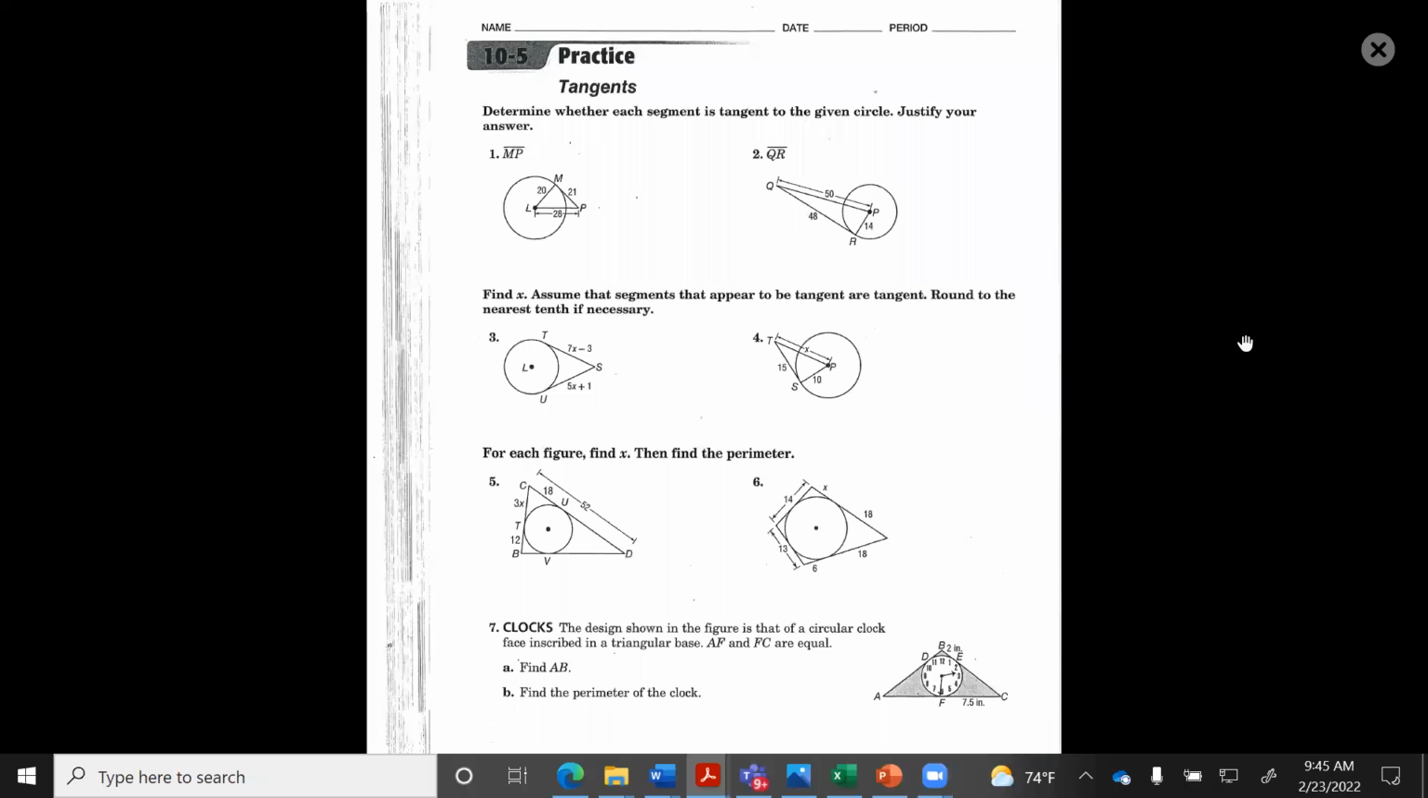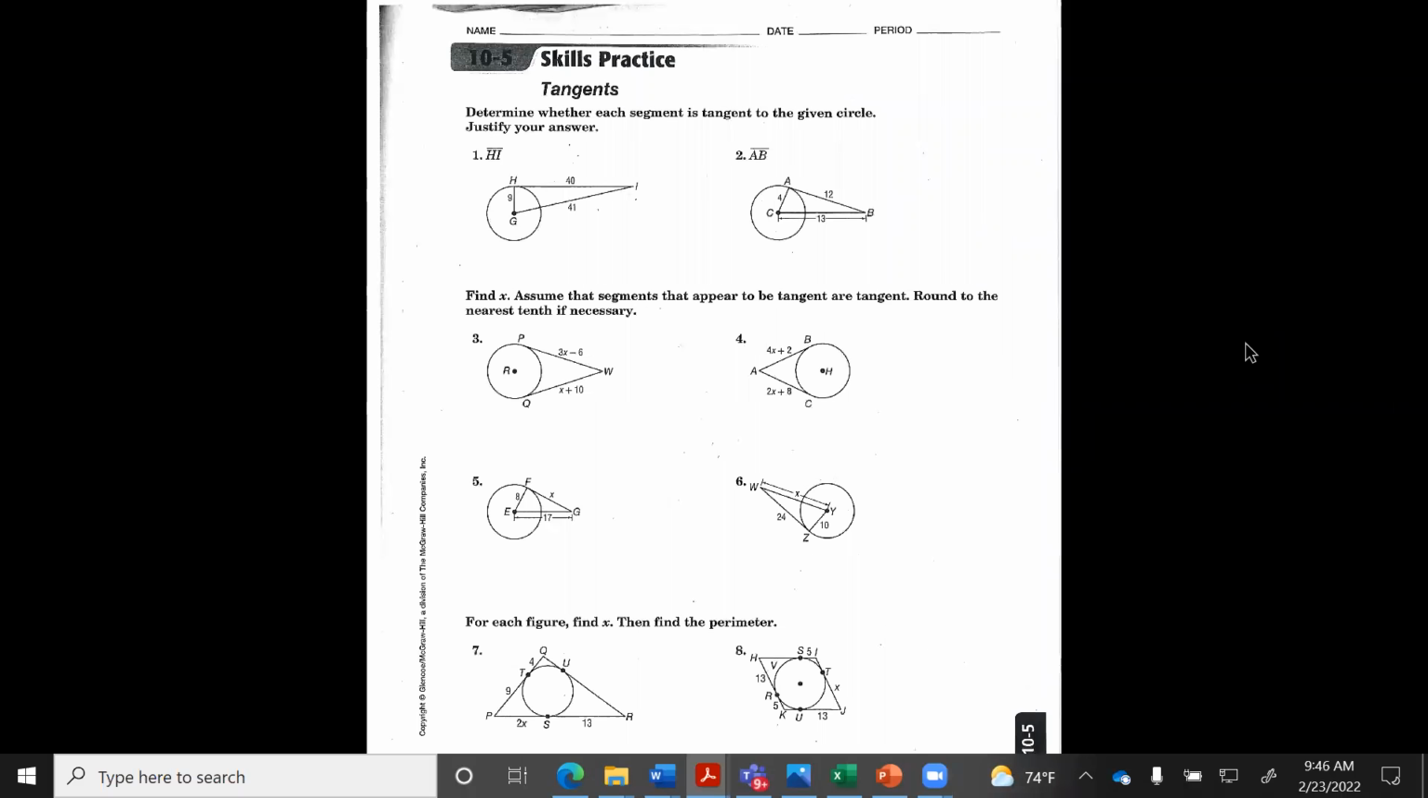All right, I'm going to go over yesterday's homework first, and then some more properties today as well. So on here, we have.